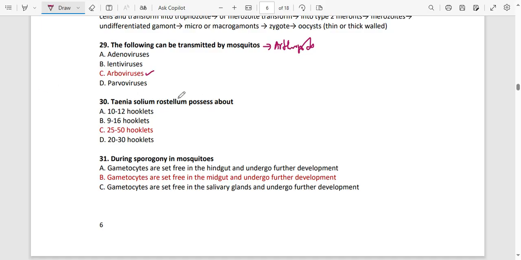Taenia solium rostellum possesses about, we already did mention this, 25 to 50 hooklets. Remember what we said? These are the hooklets for Taenia solium.